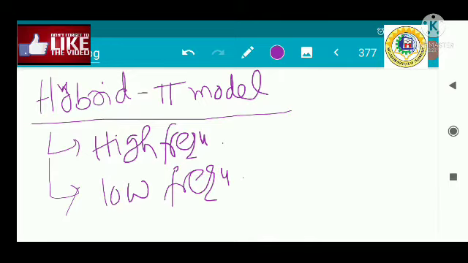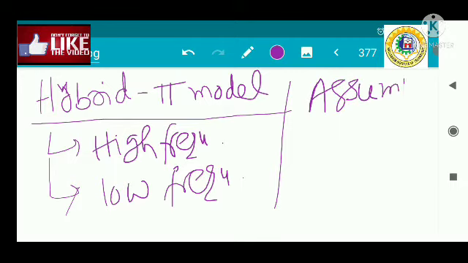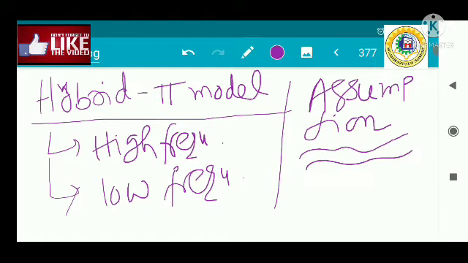Now, what is this model? The assumption of this model is quite different from the other two models. Whenever we simplify the hybrid pi model, you can easily relate or compare it with the other models we have discussed, that means the re model or the H parameter model. But at the starting point, the assumption of this model is quite different.